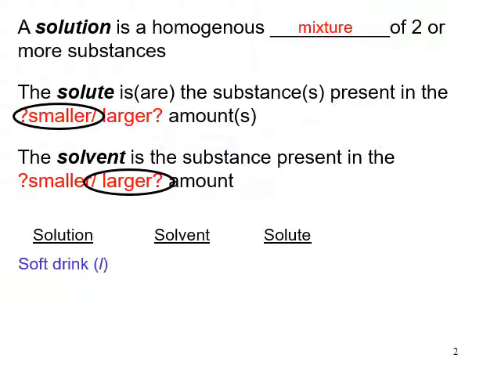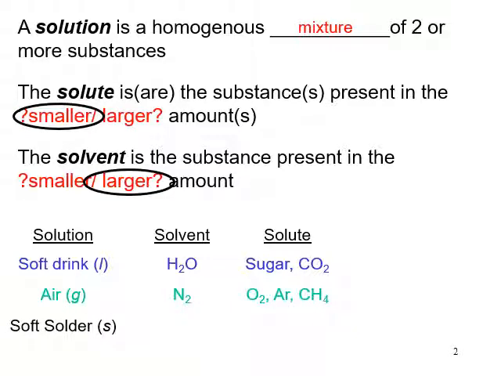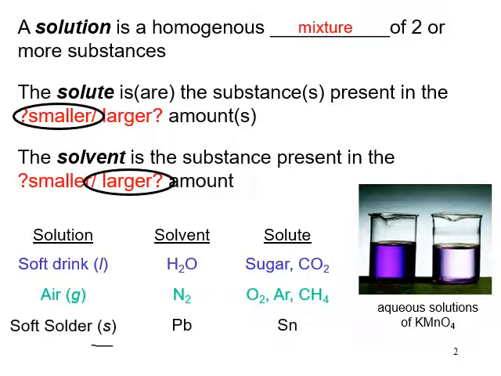So examples of solutions are like a soft drink where water is the solvent and the solute can be sugar and carbon dioxide. Air is a solution. It's a gaseous solution where nitrogen is the solvent and oxygen and other things are the solutes. And even a solid solution is like solder, which is a mixture of two metals, where lead is the solvent and tin is the solute. This picture is showing you potassium permanganate, and this one looks a little bit more concentrated. And the more concentrated it is, that just means the more solute that's in there.